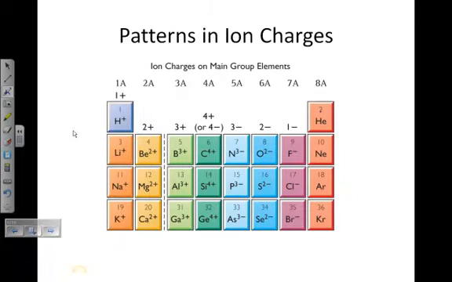After a metal meets a nonmetal and electrons are transferred, you will have these charges. Know these. Remember these. These are the main patterns.